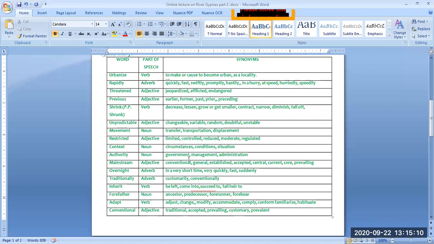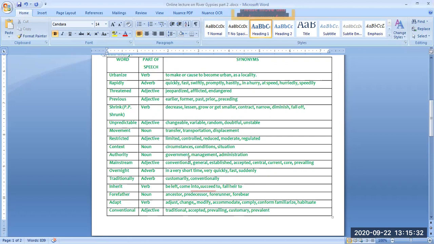Follow. Unpredictable, that means what we cannot predict. Unpredictable is used actually as an adjective, and the proper synonym may be changeable, variable, random, doubtful, unstable. Doubtful is not correct, it's unstable. Okay, movement is used as a noun, and the synonym may be transferred, transportation, displacement, like this.